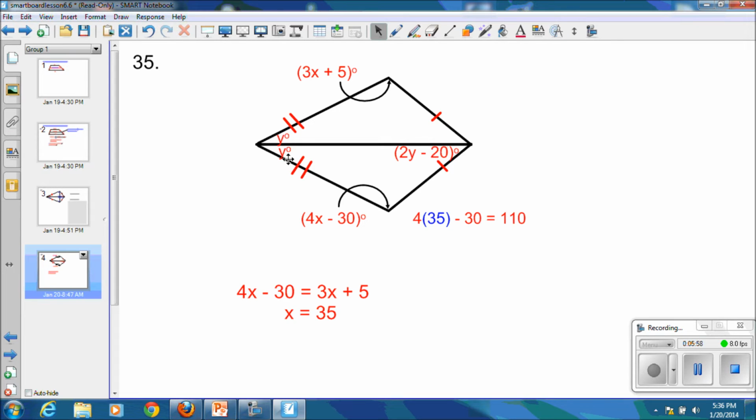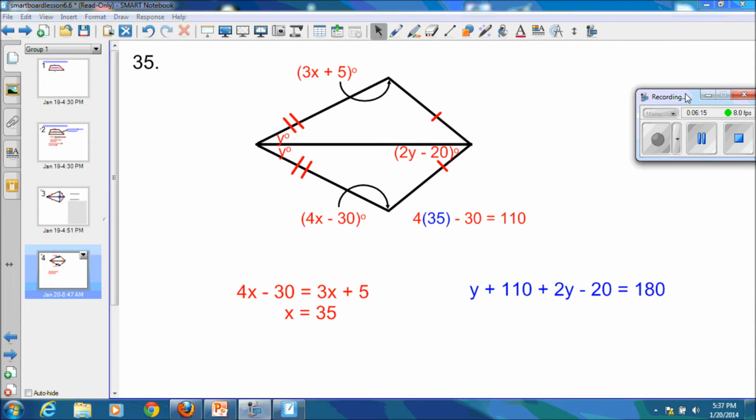Now I have enough information because I only have the y to solve for. So I'm going to replace this 4x minus 30 with the 110 and set up an equation and use the fact that all three angles in a triangle add up to 180. I need to move this over here. So what I've done is y over here. I'm going to use the 110 plus 110 plus this right here, 2y minus 20 equals 180, and solve for y.